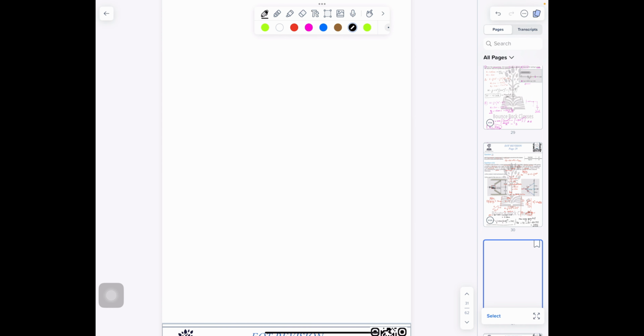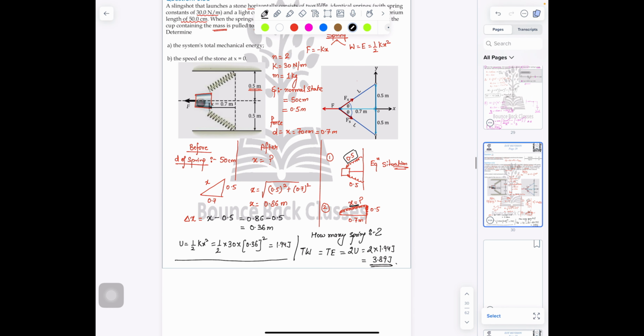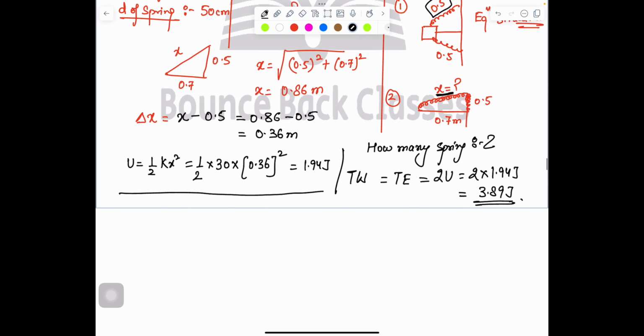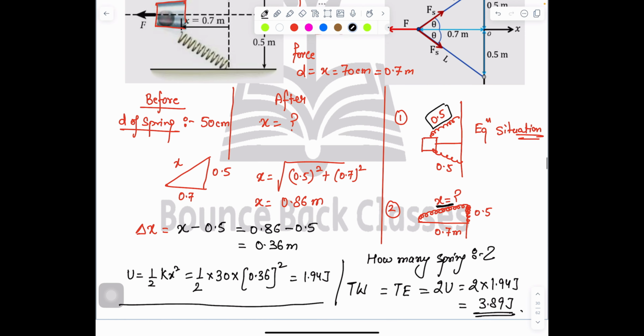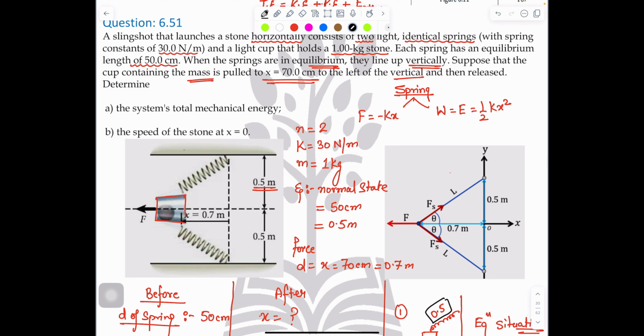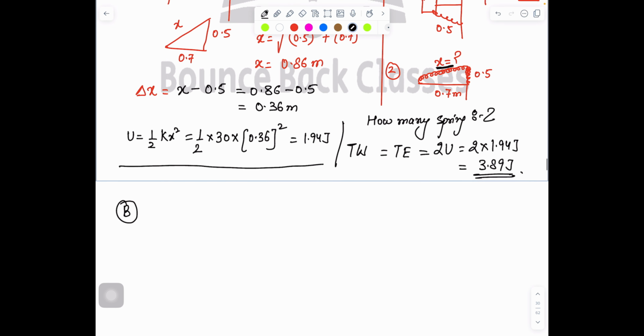Add a page. Okay, now what we have, make it big so that it's easy to understand. Part B. Okay, what is the part B? The speed of the stone at x equals 0. What is the meaning of x equals 0? Okay, I will explain this.